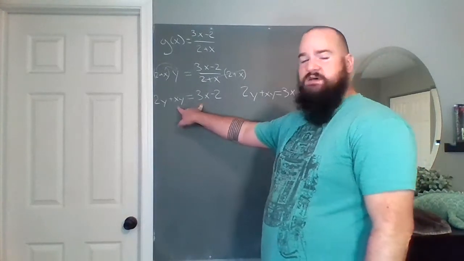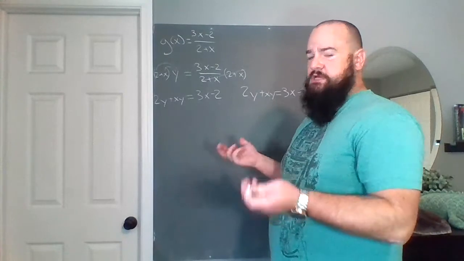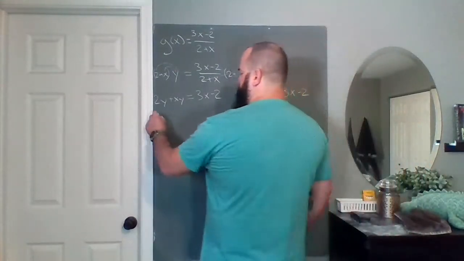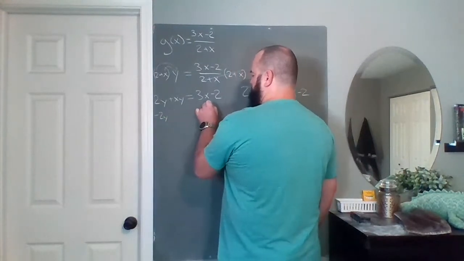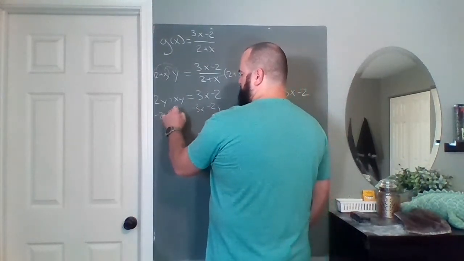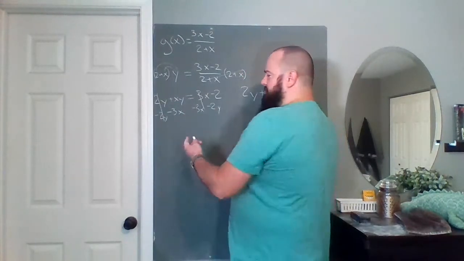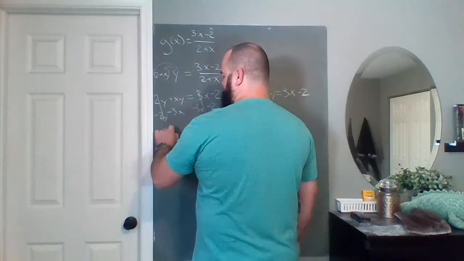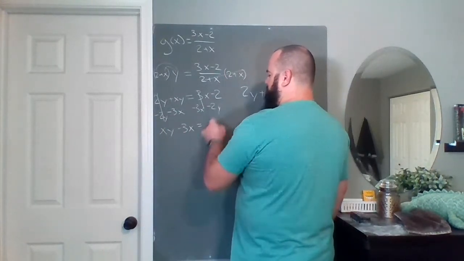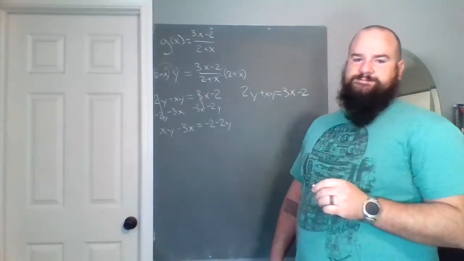So I need to get the x's onto one side. It doesn't really matter which way you go. So let's just move the x's to the left, non-x's to the right. So I'm going to subtract 2y from both sides, and I'm going to subtract 3x from both sides. Those cancel and those cancel. And what I'm left with on the left-hand side is xy minus 3x equals negative 2 minus 2y.